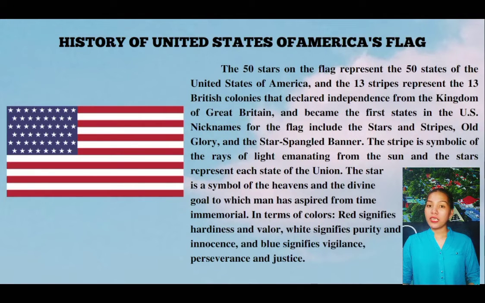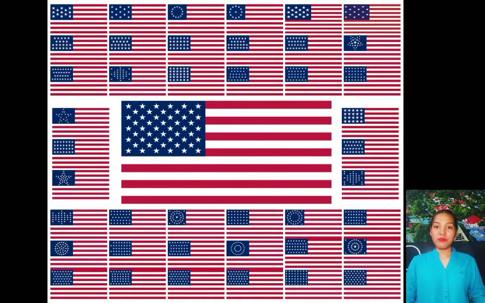The stripe is symbolic of the rays of light emanating from the sun, and the stars represent each state of the Union. The star is a symbol of the heavens and the divine goal to which man has aspired from time immemorial. In terms of colors, red signifies hardiness and valor, white signifies purity and innocence, and blue signifies vigilance, perseverance, and justice. The American flag has had many different looks over the last 240 plus years.